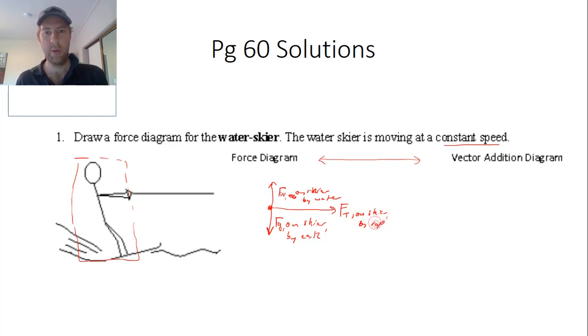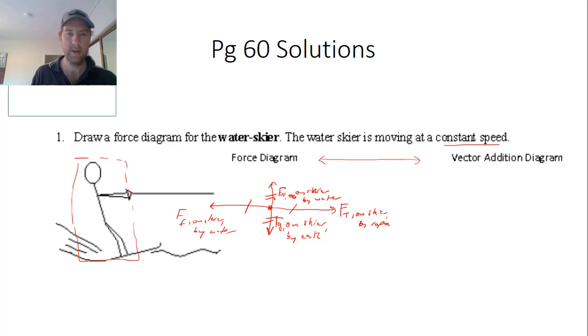by rope. And I know he's moving at a constant speed, so in my head I've got to be thinking about that. What does that mean? It means that there is a balanced force coming back. Force, and that's probably going to be from the water. Friction on skier by water. Those ones are equal and these ones are equal. You can see with my equality marks, two lines here and one line each here, to show that they're equal but not equal to the vertical ones.